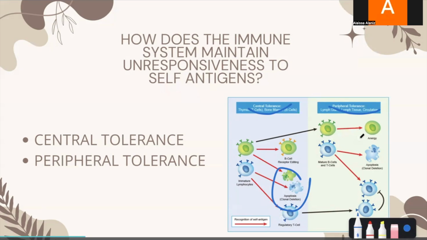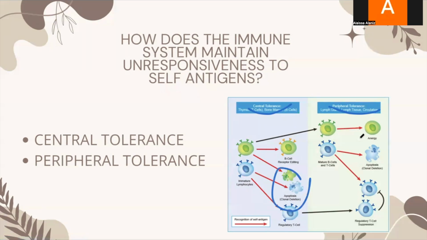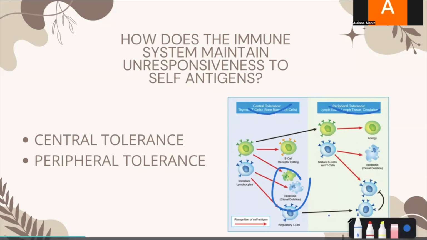And then peripheral tolerance occurs after immune cells leave these organs and enter circulation. The diagram shows that mature immune cells that recognize self-antigens can become inactive through anergy, be eliminated, or be controlled through regulatory T cells. So, right here.